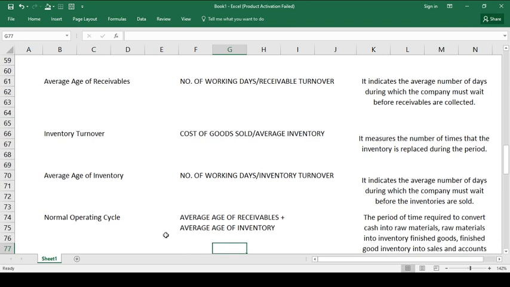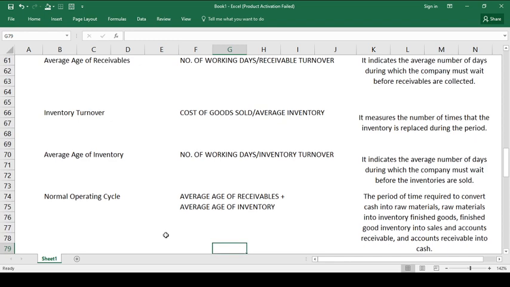The normal operating cycle is connected with the first four formula na illustrate ko, because the normal operating cycle is the sum of average age of receivables and the average age of inventory. Ano po ba ang normal operating cycle? The normal operating cycle is the period of time required to convert cash into raw materials into inventory, finished good inventory into sales, and accounts receivable into cash.